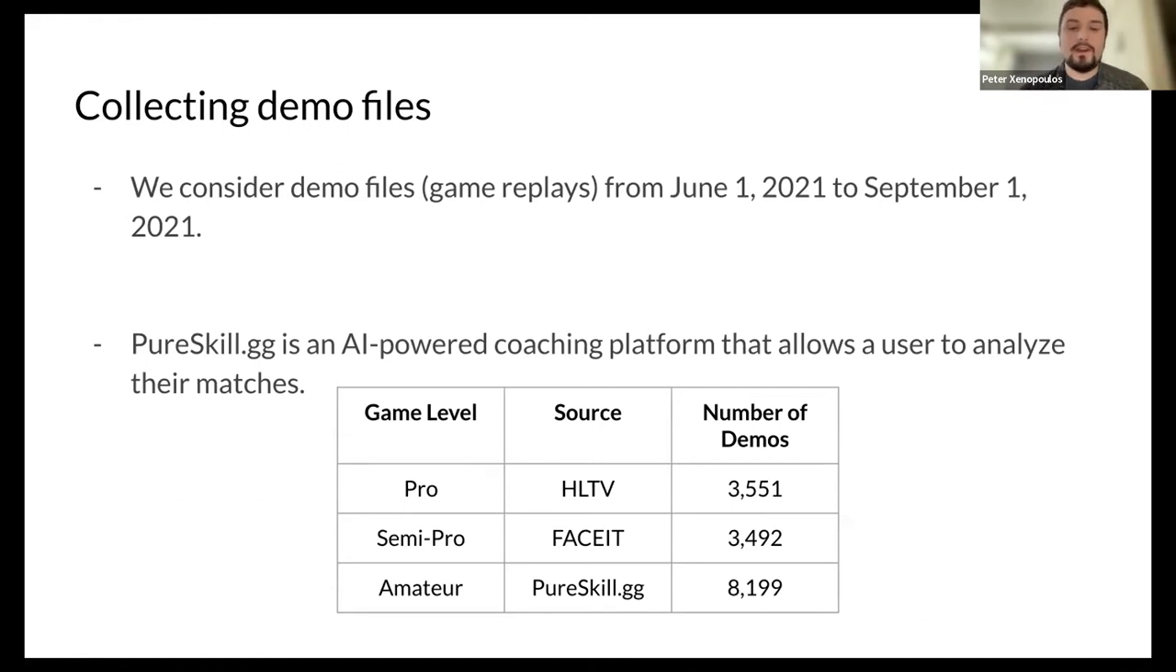The semi-pro come from Faceit, as I said. And the HLTV and Faceit demos are public. Now, the amateur demos come from a partnership with PureSkill, which is a coaching platform that allows the signed up users to track their matchmaking through Valve games. So we have over 10,000 demo files. We have quite a few games that we're looking at here.